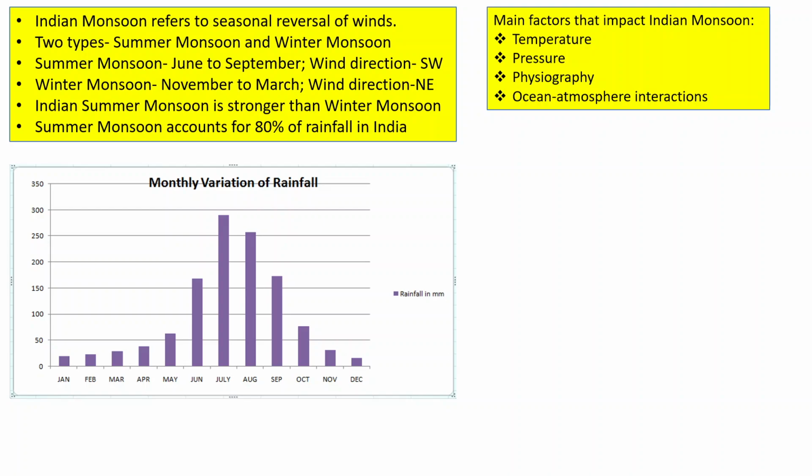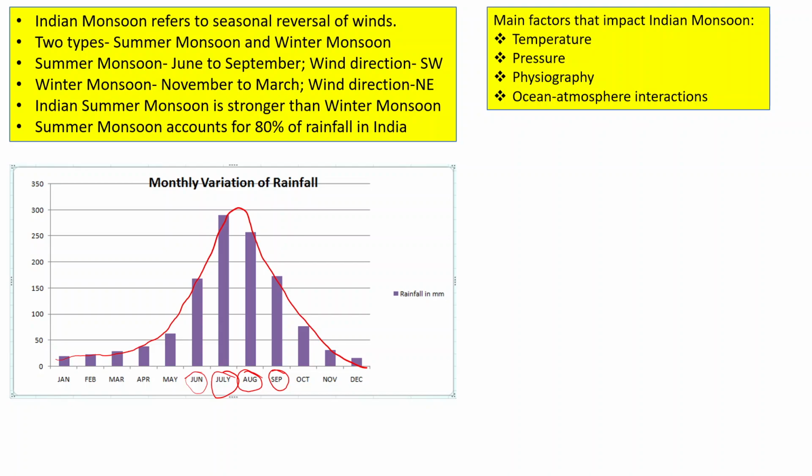We have also studied that the Indian summer monsoon is stronger than the winter monsoon and it accounts for 80% of the rainfall in India. India being a country which is heavily dependent on agriculture, this monsoonal rainfall is very, very important. You can see here in this plot that the months of June, July, August, and September account for the maximum amount of rainfall that is there in India.